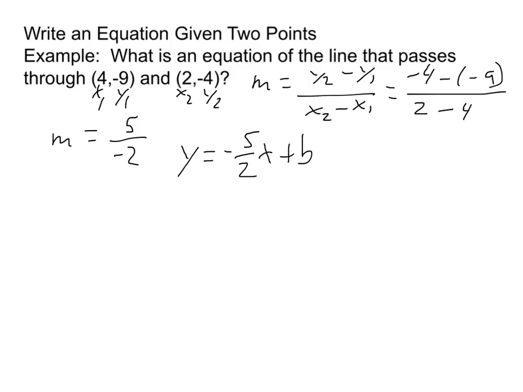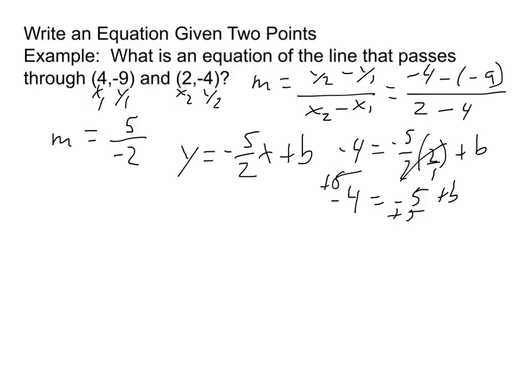Now take either point. It doesn't matter which one you take. Just pick a point, and we'll test the other one to make sure our equation works. I like 2 and negative 4 just because they're smaller numbers, so I'm going to use those. So negative 4, that's my y, equals negative 5 over 2 times 2, that's x, plus b. 2 times 5 halves, well, this is really 2 over 1, so those 2's cancel, leaving negative 5. So we get negative 4 equals negative 5 plus b. We need to add 5 to both sides. 5 minus 4 is 1, so b equals 1. So our equation is y equals negative 5 over 2 x plus 1.